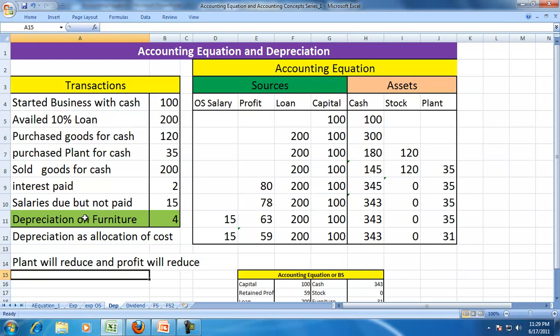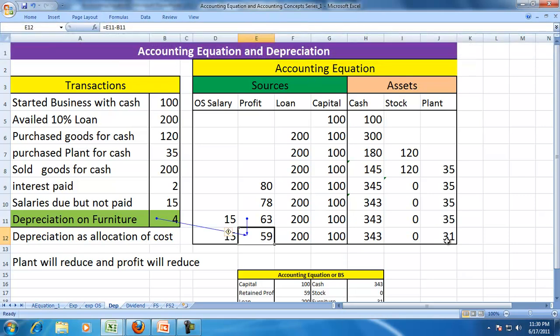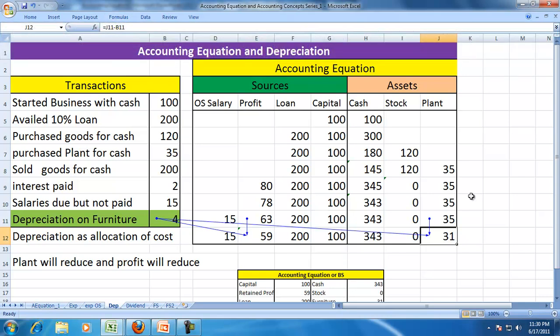So therefore, depreciation, though there is no separate item here, you can observe that there is a reduction in the plant and there is a reduction in the profit to the extent of the depreciation. So reduction in the plant and reduction in the profit.